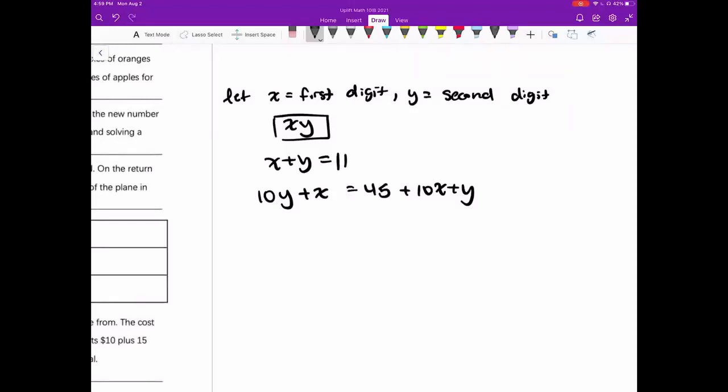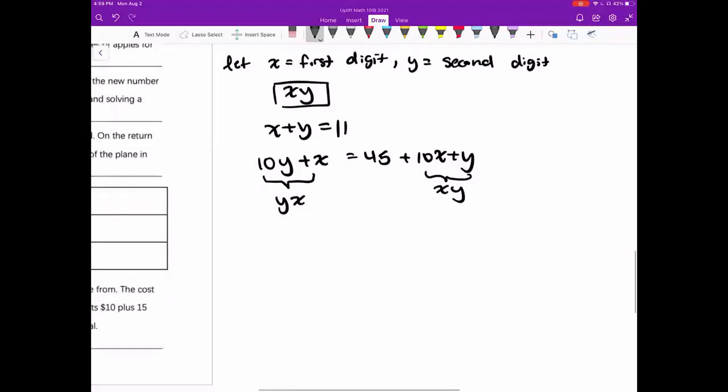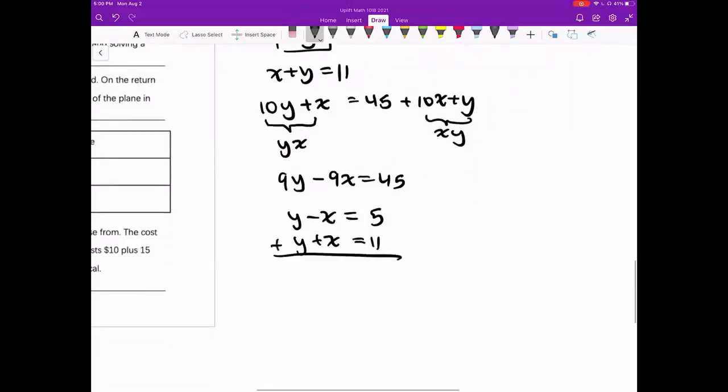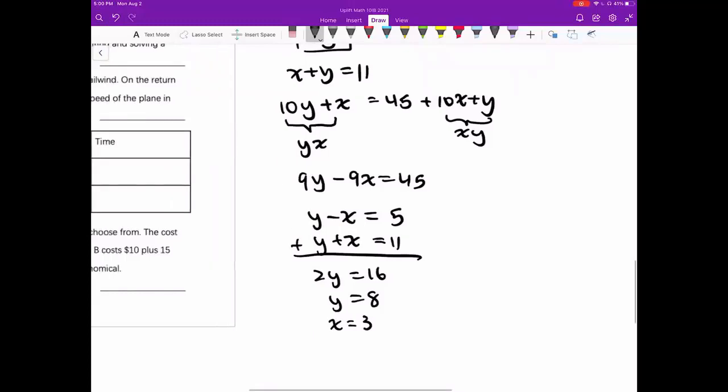Move everything to one side. If you're curious or confused, this is just yx, and this would be xy. So we get 9y minus 9x is equal to 45. Then we can divide out the 45, and y minus x is equal to 5. Then we add the two equations to cancel out the x, and we get 2y is equal to 16. So y is equal to 8, and x is equal to 3. If we combine them back together, we get 38.